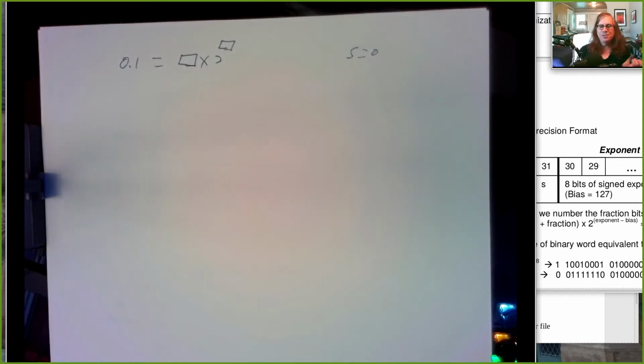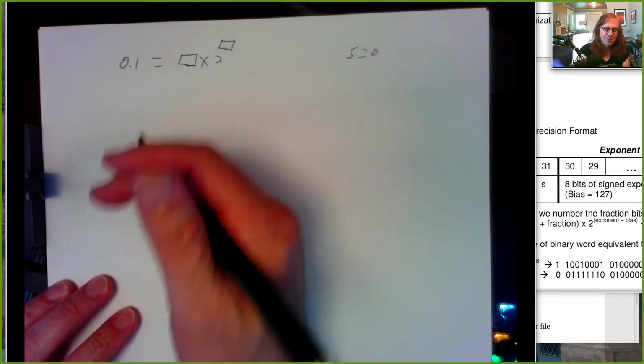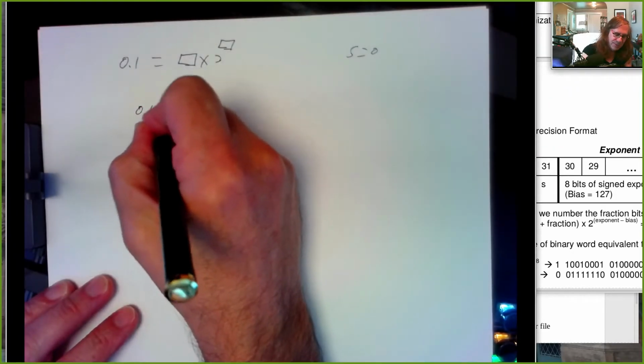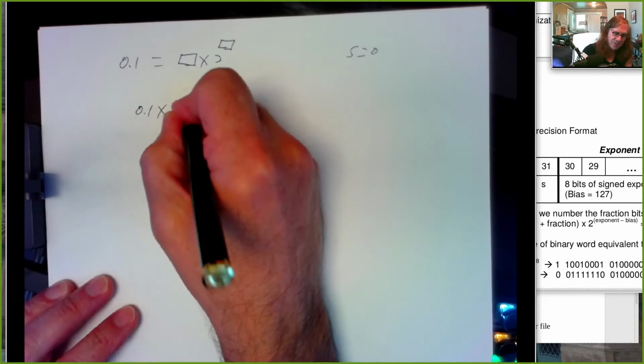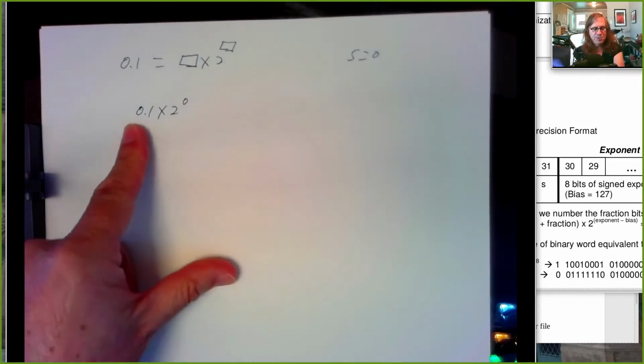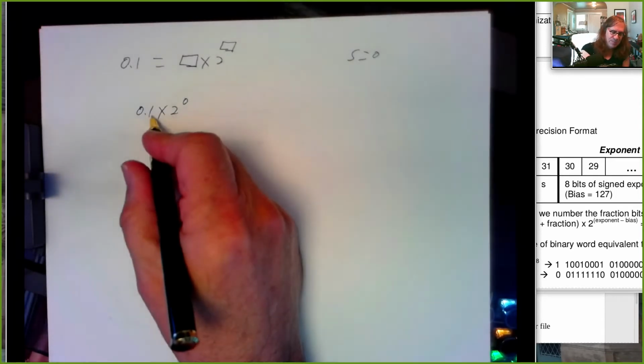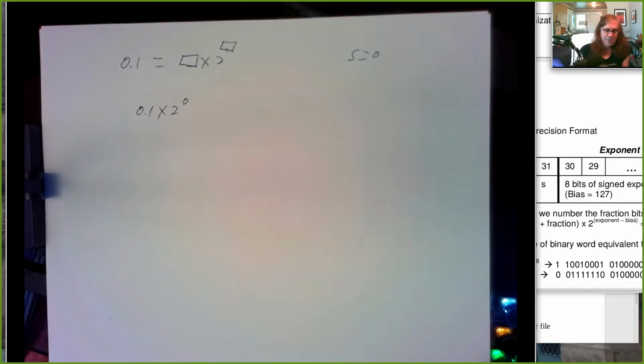And just like when you're learning scientific notation, there's a lot of ways that we can do this. So one way to do this is I could write it as 0.1 times 2 to the 0. 2 to the 0 is 1 times 0.1, that's 0.1. But that's not the normalized form that we want. So if I move this decimal point around, I can get my numbers in a different form.